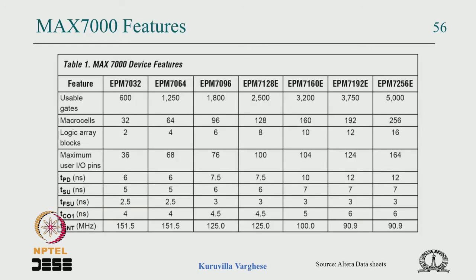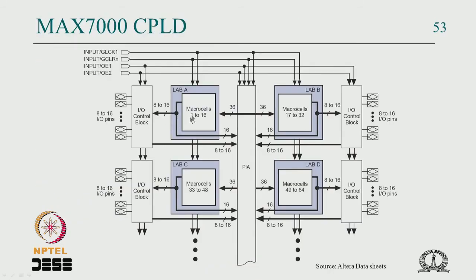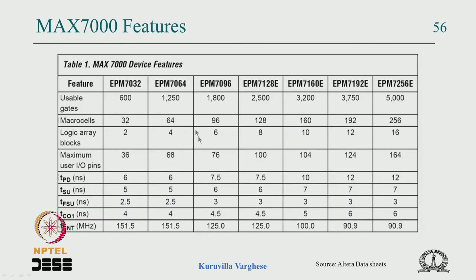And these are the MAX 7000 devices. You have EPM 7032, which means there are 32 macro cells. Each logic array block has 16 macro cells. So for 32 macro cells you need 2 such sections, for 64 you need 4 of them. So that is what is shown here. The 7064 needs 4 logic array blocks, and it has 68 pins. You can imagine this as IO pins plus the clock, output enable, and VCC, ground and things like that. So that is how it comes.